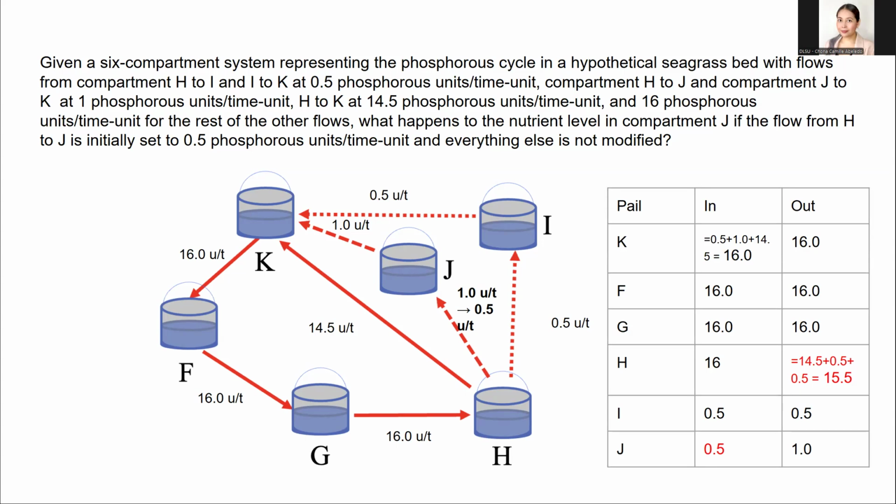Unfortunately, sa phosphorus system, guys, walang credit cards, ha? Tsaka walang loan sharks. So, si J ay hindi pwedeng mag-loan. Basta nakaka-receive lang siya ng 0.5 kay H, ubos na yung savings niya. Anong mangyayari sa flow of nutrients kay J to K?